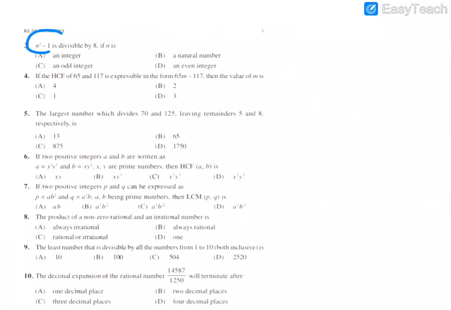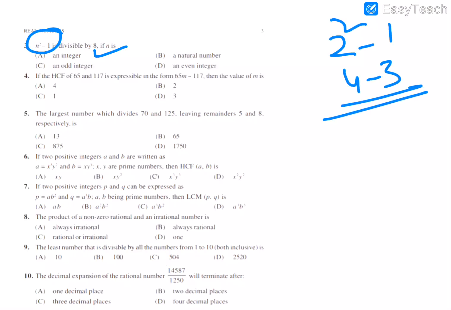Now coming to the third question: n square minus 1 is divisible by 8 if n is... For every integer it must divide, so let us take any integer and check. For example, if you take 2 square minus 1, that is 4 minus 1, and it is not divisible by 8. So it is not the answer. We are following the elimination method here. Similarly, it is not a natural number, it is not an even number. But if you take any odd number, 3 square minus 1, 9 minus 1 is 8. Again 5 square minus 1, 25 minus 1 is 24, which is divisible by 8. So by the elimination method, the answer is odd integer.